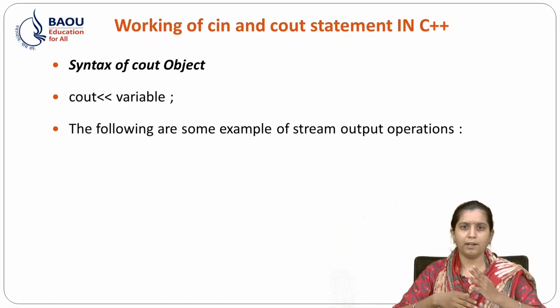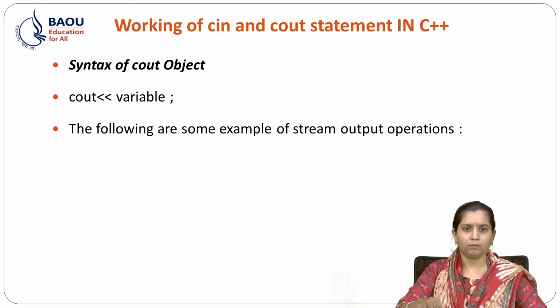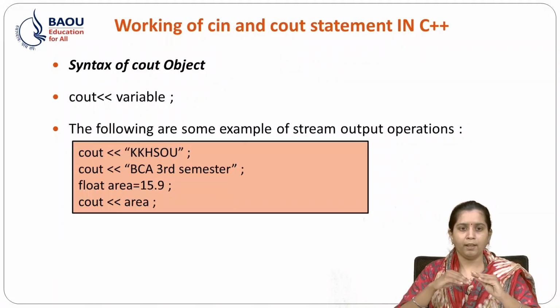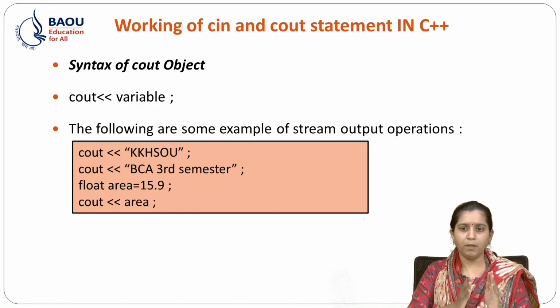For example, cout BCA third semester. What this will do is simply display on the screen, that is, BCA third semester. Float area is equal to 15.9. What this will do is store 15.9 in the area variable, and when I write cout, then the insertion operator, and then area, what I will get is 15.9 on my screen.